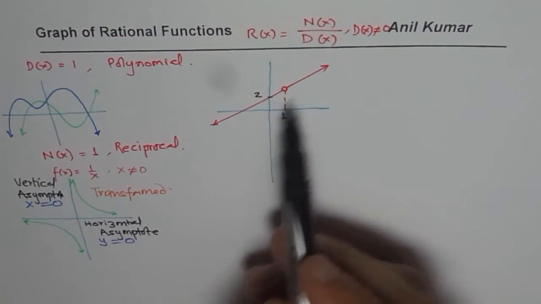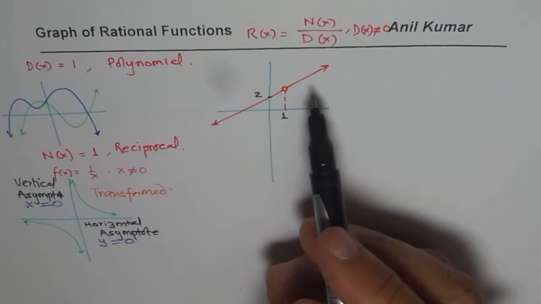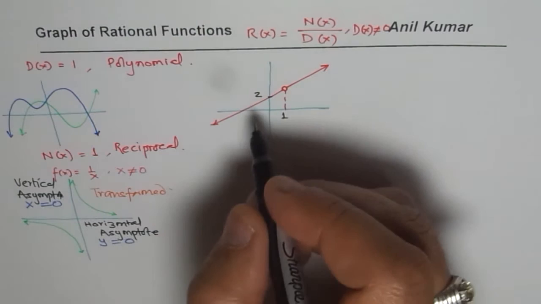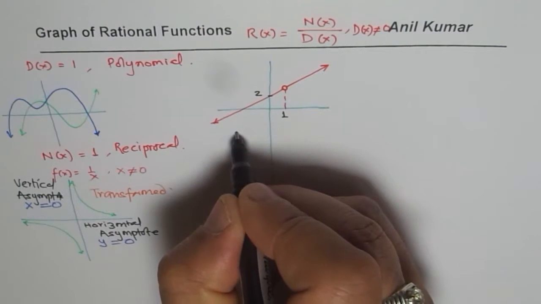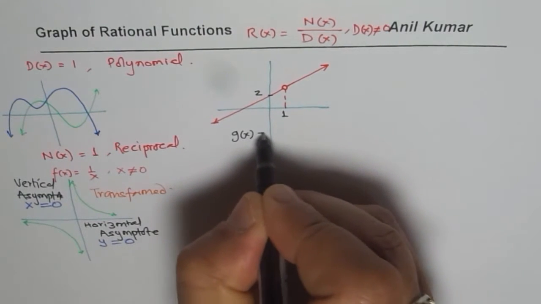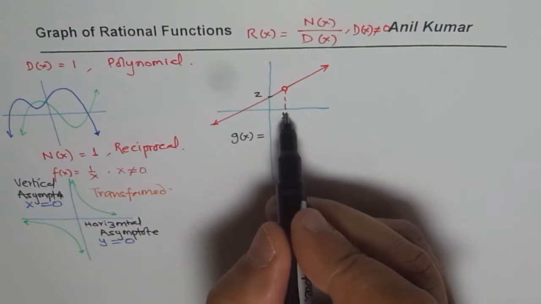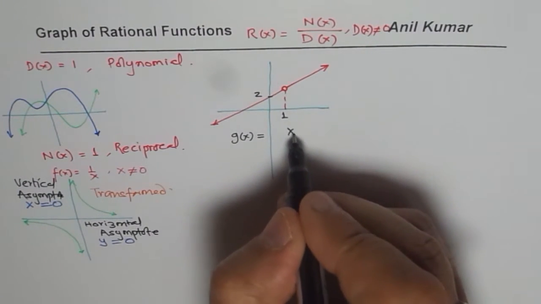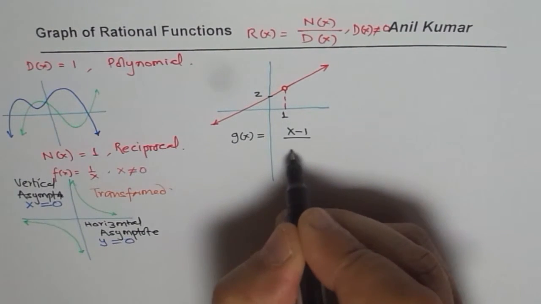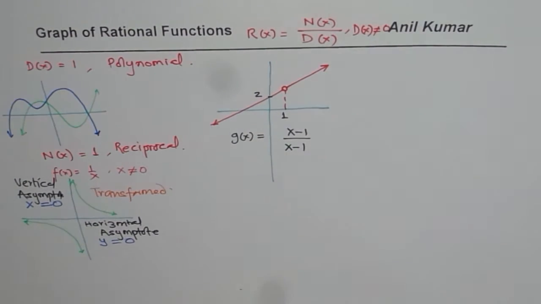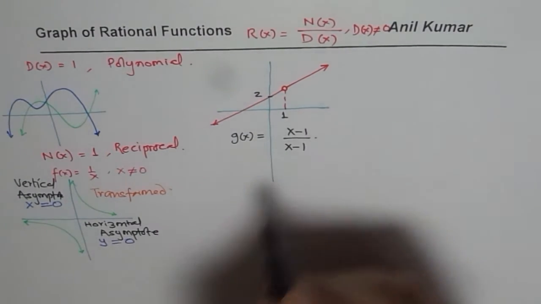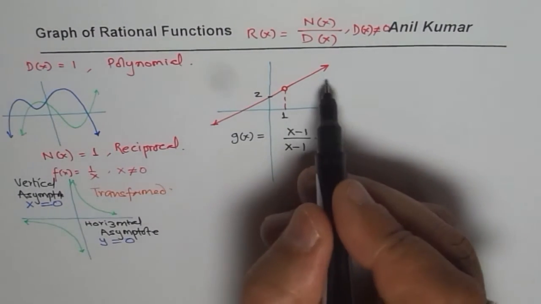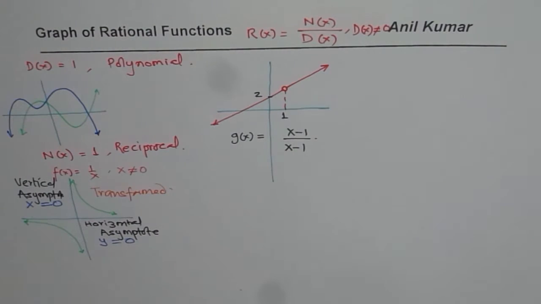In that case, actually, I can write down the equation of this line, right? So the equation of this line could be, let's say g of x is equal to, we have a hole at 1. It means there is a factor which cancels out, and that factor is x minus 1, and it should be divided by x minus 1. So that is the factor for the hole. But after it cancels out, what remains is a line. That is how we have to see this function.